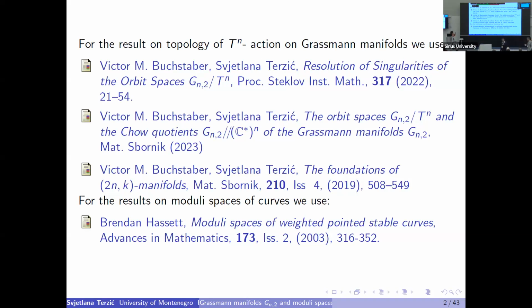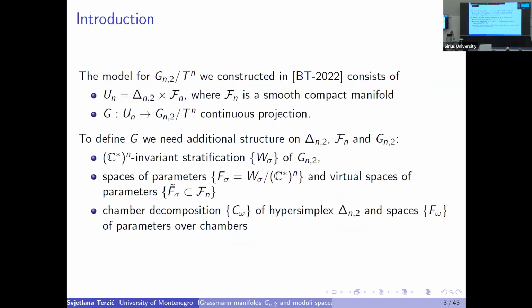For the facts and results on the compact torus action on Grassmann manifolds, I'm going to use these three references, our relatively recent papers. And for the results on the moduli spaces of weighted curves, I'm going to refer to the paper by Brendan Hassett, where these notions were introduced. And just as a small introduction, to provide you with a rough picture of what I'm going to talk about.